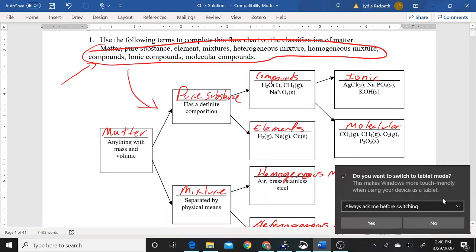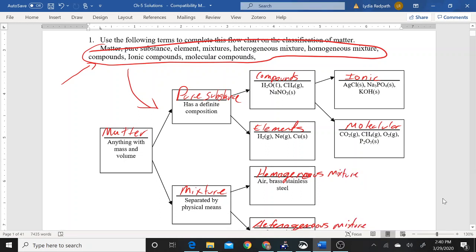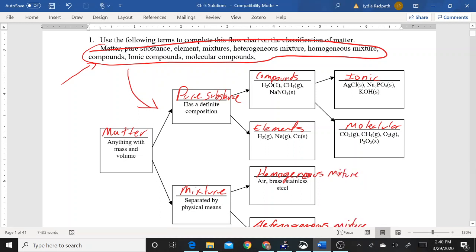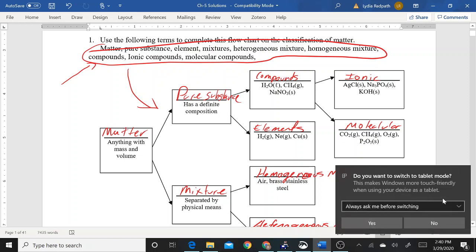Alright, so I've got my answers up here. How did you do? As I look through, we'll do a bit of review as we go through as well. So matter is anything with mass and volume, so pretty much anything except for energy. Matter can be broken apart into two separate things. We've got pure substances with definite compositions and mixtures that can be separated by physical means, so fairly easy to separate.